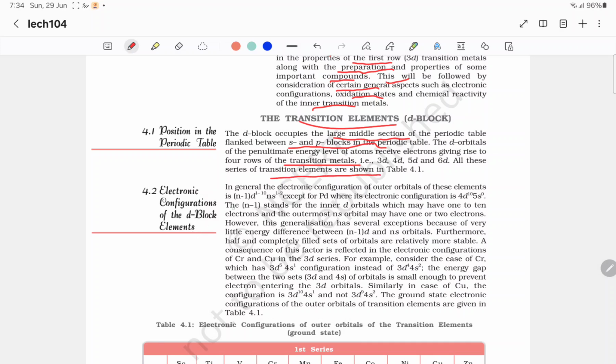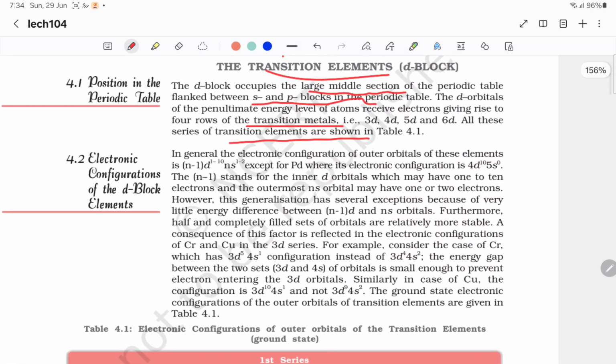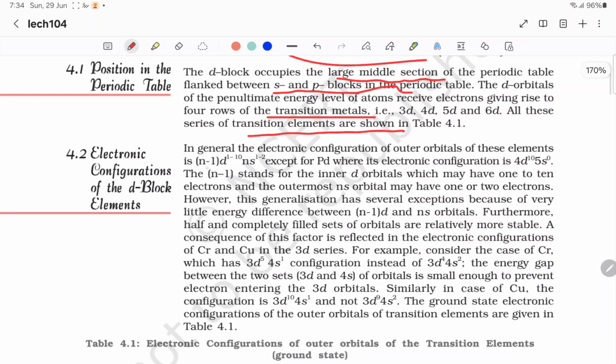Electronic configuration of the d block elements. In general, the electronic configuration of the outer orbitals of these elements is (n-1)d1 to 10 ns1 to 2, except for palladium where its electronic configuration is 4d10 5s0. (n-1) stands for the inner d orbital, which may have 1 to 10 electrons, and the outermost ns orbital may have 1 to 2 electrons. However, this generalization has several exceptions because of very little energy difference between (n-1)d and ns orbitals. Furthermore, half and completely filled sets of orbitals are relatively more stable.